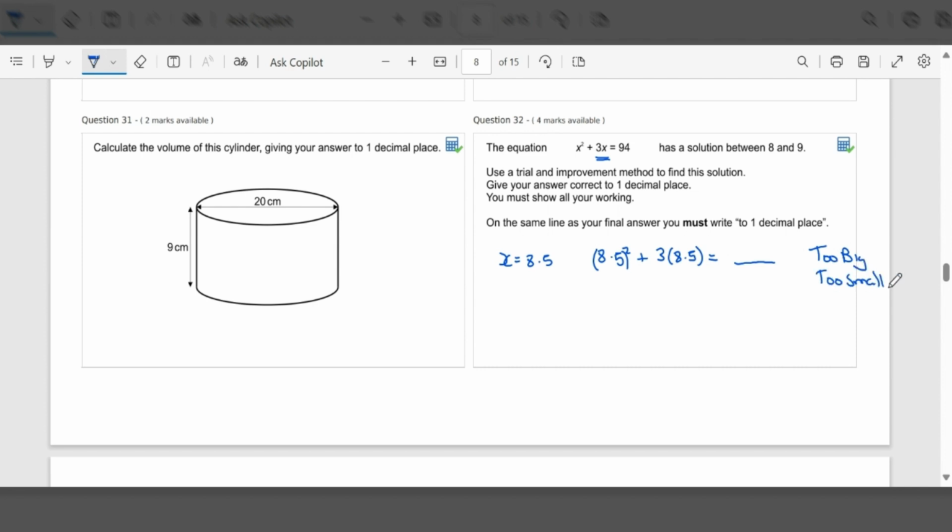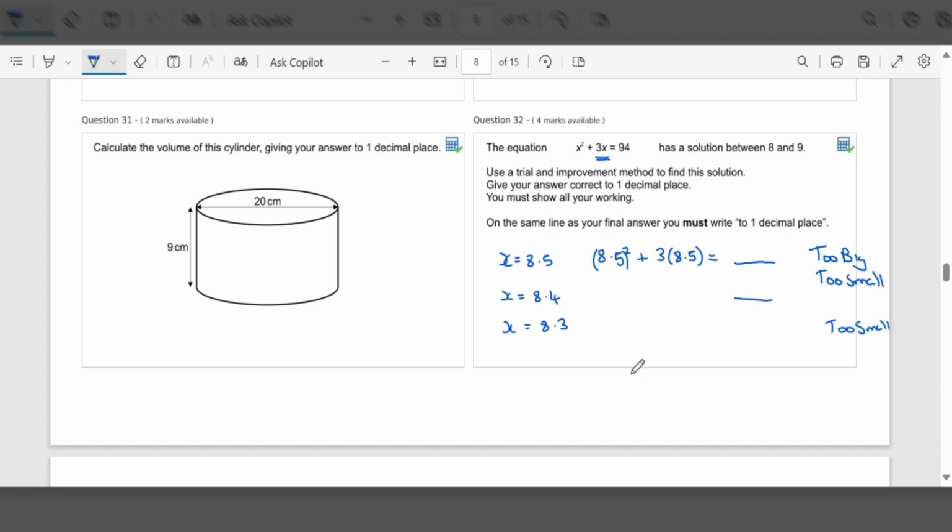I'm not actually going to do this because it's going to waste too much time, and I haven't got a scientific calculator here, which is not great, really. However, let's pretend it's too big. If it's too big, we'd go for 8.4 and try that. If it's still too big, we'd go for 8.3, and we'd keep working our way down until we get one too small.